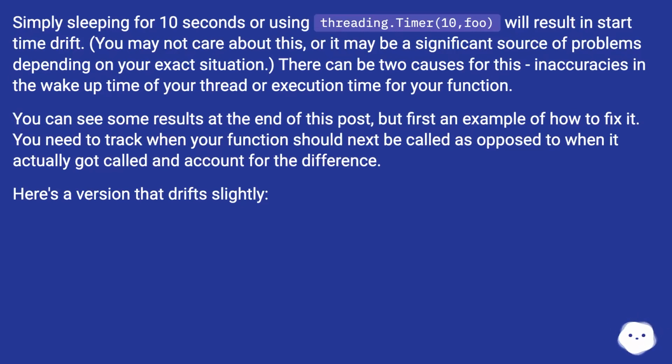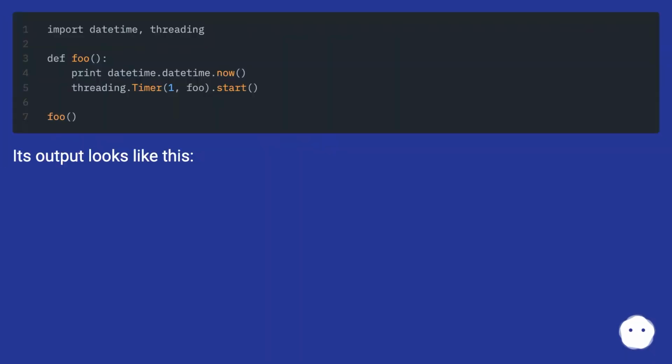function. You can see some results at the end of this post, but first an example of how to fix it. You need to track when your function should next be called as opposed to when it actually got called and account for the difference. Here's a version that drifts slightly. Its output looks like this.